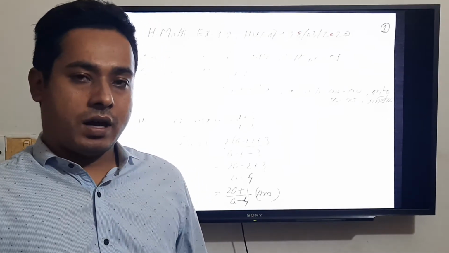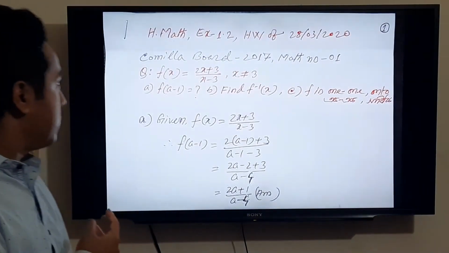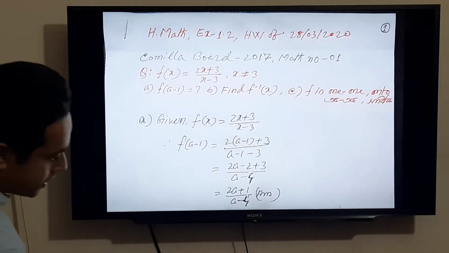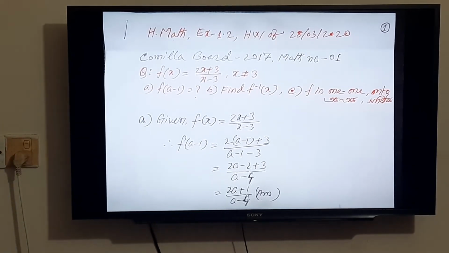Okay, we want to discuss some creative questions. First one is Comilla Board 2017, math number 1.